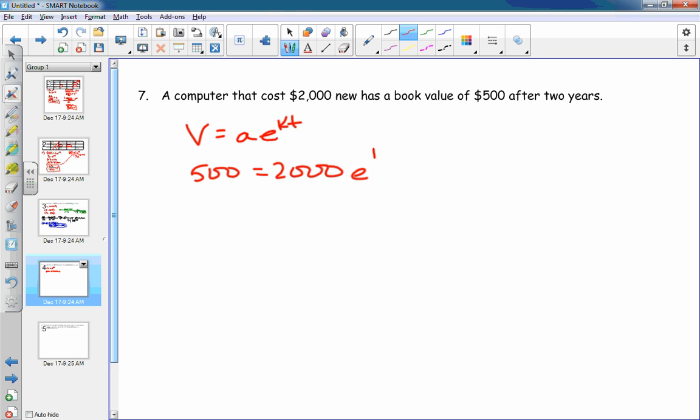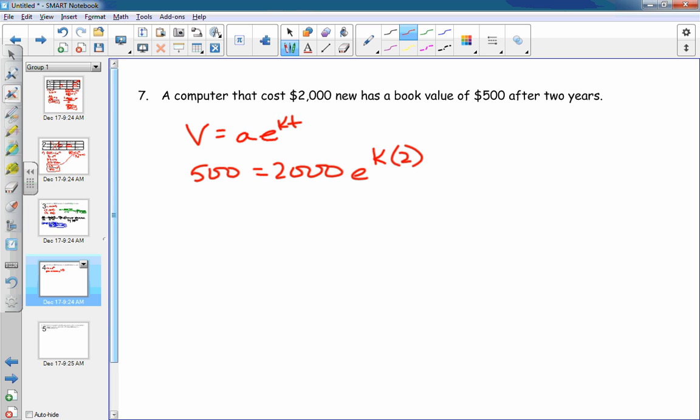$2,000. How long did I have for it to be $500? 2 years. What do I need to find, folks? I have to find the rate at which this is declining, just like I had to find the rate at which my money was doubling or tripling, and the rate at which my isotope was decaying. Same exact concept here. So I still need to find the rate.